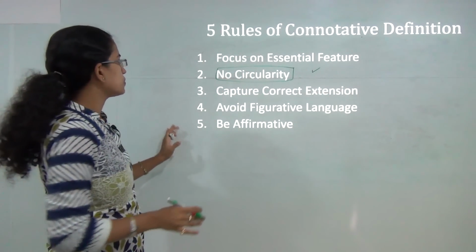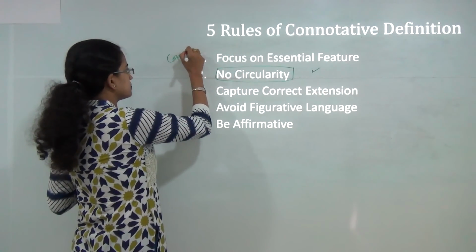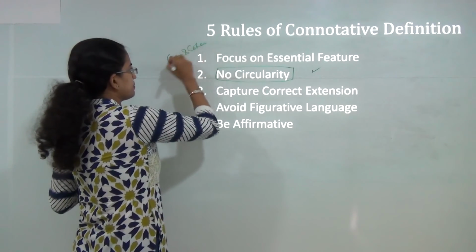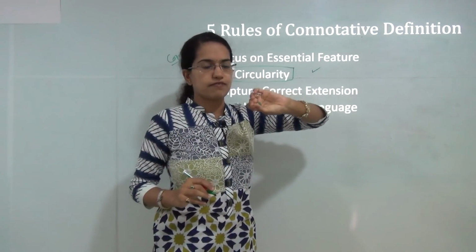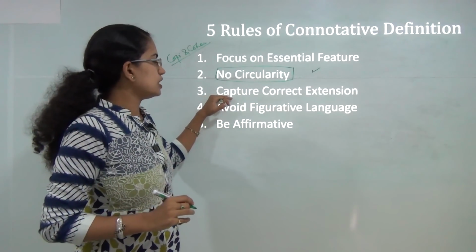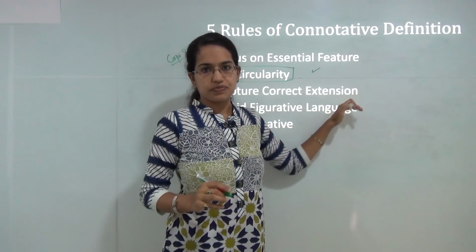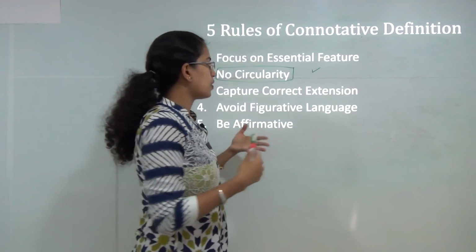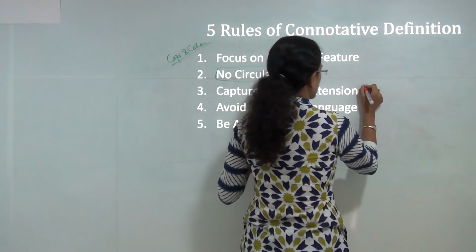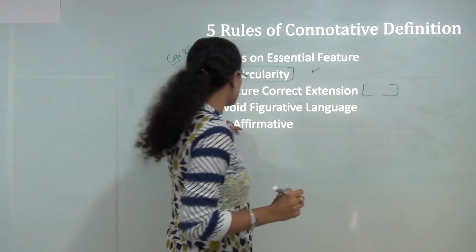Now these rules were given by Copi and Cohen, and they believe that these 5 rules are the best rules to define a good definition. Then you need to capture the correct extension. You need to capture what it is meant for. You should not incorporate unnecessary stuff into the concept. So that is another important thing.